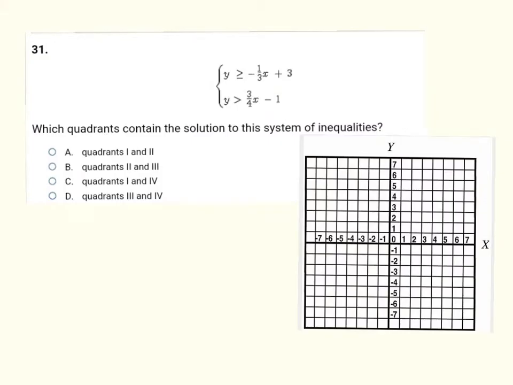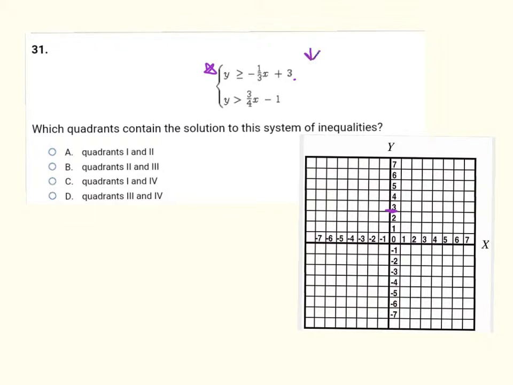Okay, so this one here gives us a system of inequalities, and it wants to know where the solution for that system is. The solution is going to be where it's double shaded. So you're going to need a piece of graph paper for this one, and then you're going to want to graph these. The first one here, I'm going to do in purple, and it has a y-intercept of 3. Remember, the y-intercept is always the number by itself. And it's going to have a slope of -1/3.